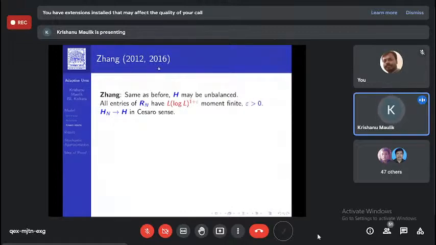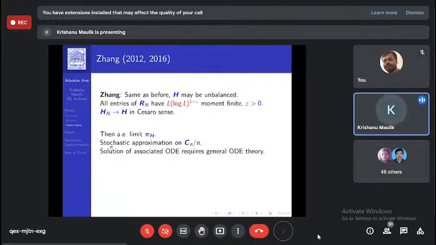Now, Zhang considered these things around the same time and later. So they allowed H to be possibly unbalanced. And they allowed entries of Rn to have only L log L power 1 plus epsilon moment. It's a bit more than an L log L moment finally. And again, the Cesaro closeness. Then they studied in a similar fashion using stochastic approximation on Cn by n. In fact, what Zhang did in this 2016 paper, there was a mistake in Laruelle and Pagès's paper. They fixed that.